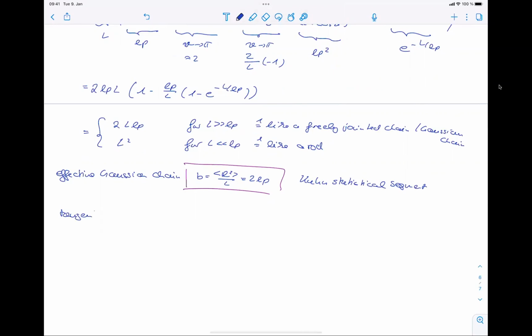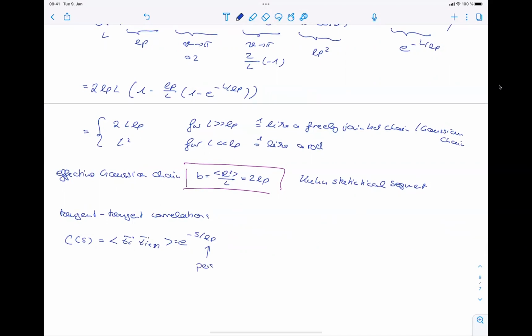Last, then the general tangent correlations. C of S is now the distance between segment I and I plus S, or N, and then taking the limit in N over discretizing N into segment length S by taking B to 0 is minus S over LP.